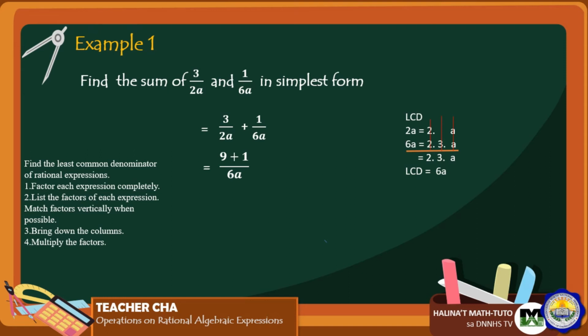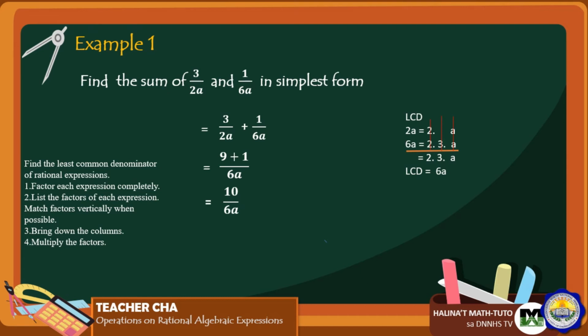You have 2a. So 6a divided by 2a is equal to 3. 3 times 3 is equal to 9. Plus 6a divided by 6a is equal to 1, times 1 is equal to 1. And then add the numerators. You have 9 plus 1 is equal to 10.